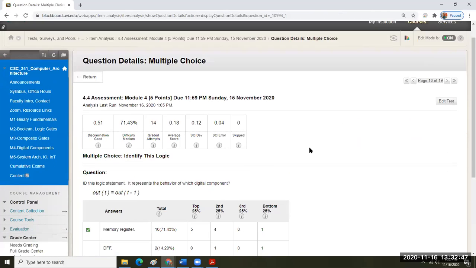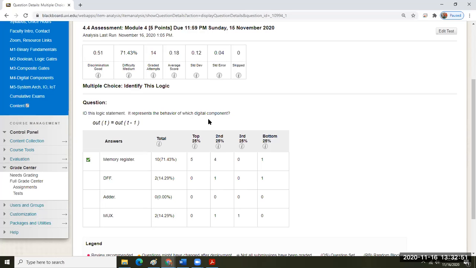Okay, identify this logic. ID this logic statement, it represents the behavior of which digital component, memory register? If it has in, that represents the logic for the DFF. So out at time t equals the function of out at t-1, right? In simple terms, the logic for the DFF says in. It's the combination of a mux with a DFF that turns the in to an out. It kind of loops it. So a memory register gives out what went in. Just recycles the output, basically.